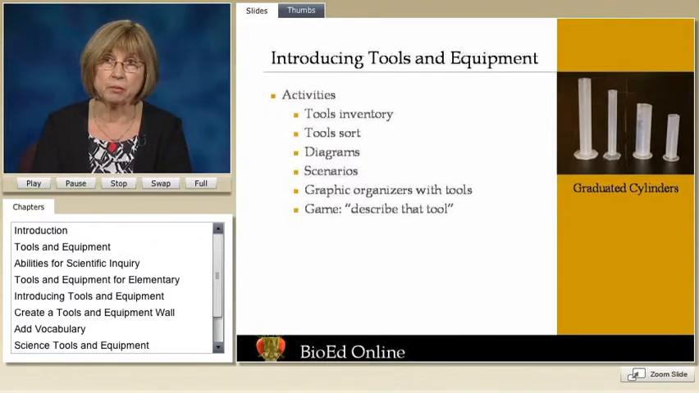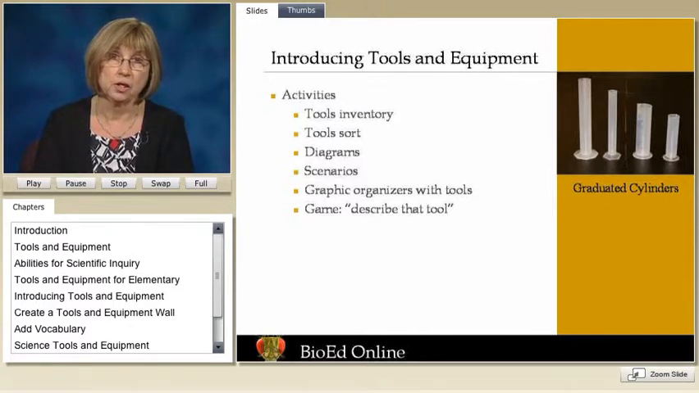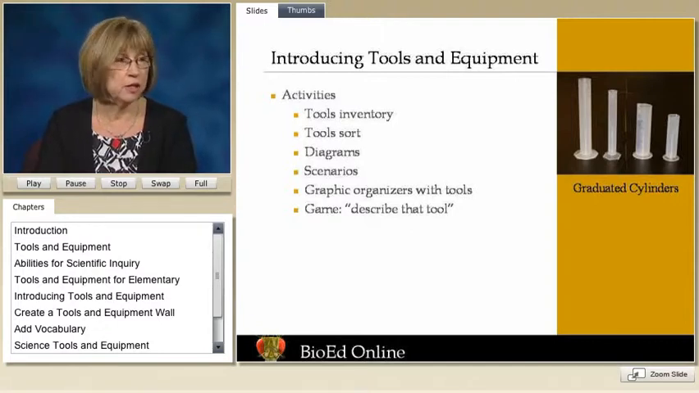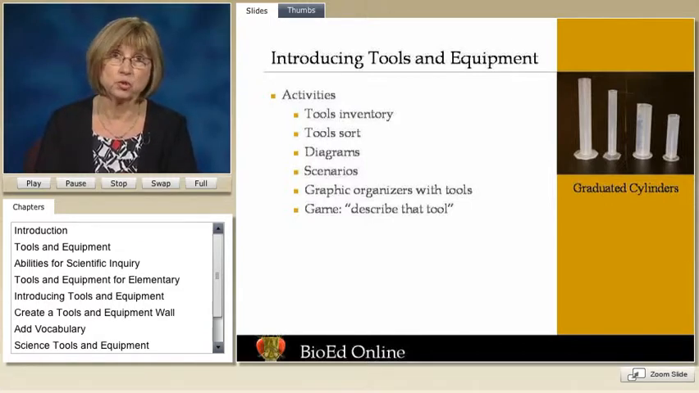Another way could be a diagram, where the students would literally draw the tool, maybe poster size, and label the tool. Another way might be a scenario where they, for instance, go out in the woods and collect different specimens. Among those, maybe a very small insect that they might want to look at with their hand lens or with the magnifier. Another way could be a graphic organizer with all the tools listed. And another way might be a game where they would describe a tool. One student might say, well, it's tall, it's white, it has a big base on it, it has numbers up the side, and hopefully someone would say, well, I think that's a graduated cylinder.